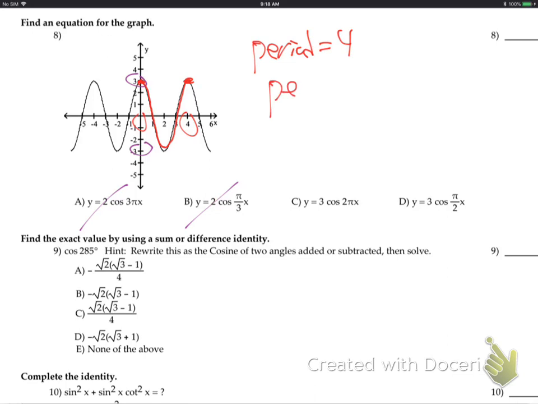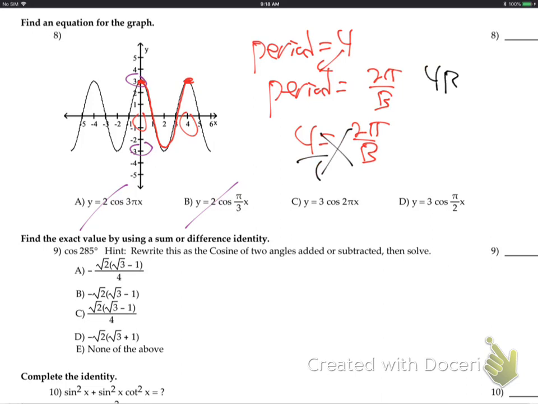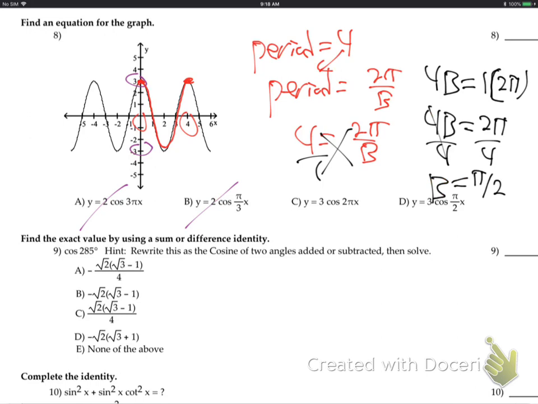What's the period formula? 2 pi over b. Yeah, so the period, put in the 4. So 4 is 2 pi over b. Tracking with me? See how we do that? So period's 2 pi over b. The period's 4 by looking at the graph. One U-shape goes from 0 to 4. Put this over 1, diagonal, diagonal. What do we get? 4b is 1 times 2 pi. 4b is 2 pi. How do you solve for b? Divide by 4. b is pi over 2.